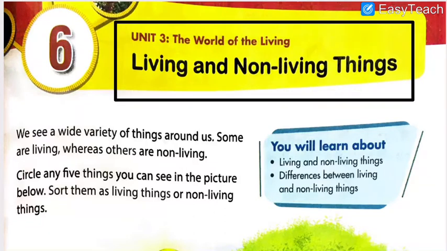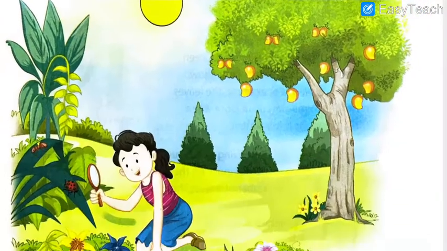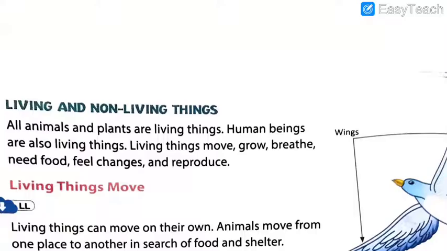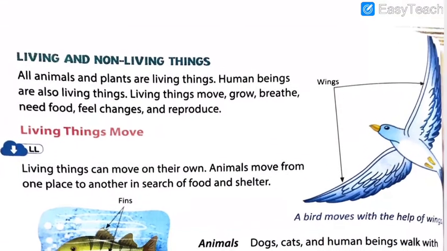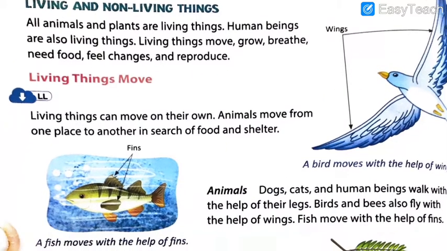So basically in the previous lecture we did a warm-up exercise with this picture, and then from the second page we understood what a living thing is and what its features are. Living things can move, grow, breathe, need food, feel changes and reproduce. So these are the things which living things do and non-living things do not do.